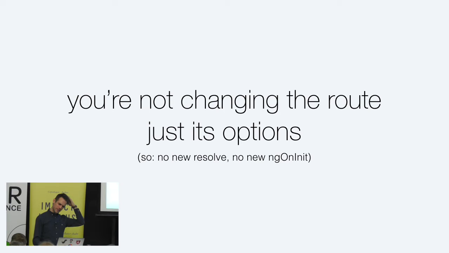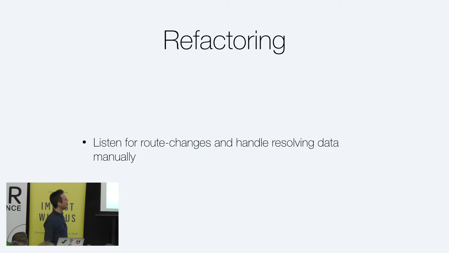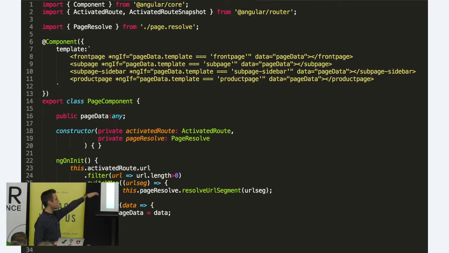Because it turns out the way the Angular router is built, when you're going from one route to the same route eventually, there's no route change. So we don't get the resolve, we don't get the on init, we don't know that we've changed. So I started refactoring. We can listen for route changes. With Angular, there's an observable for that. So we can just subscribe to that observable and say, every time the route options change, we can do something. So this is the same as just before.